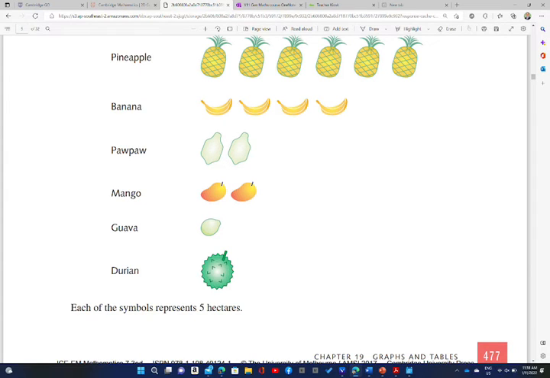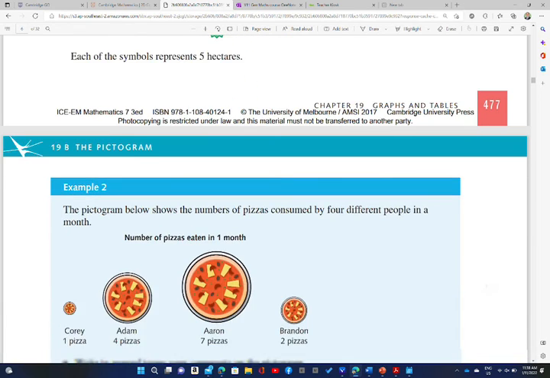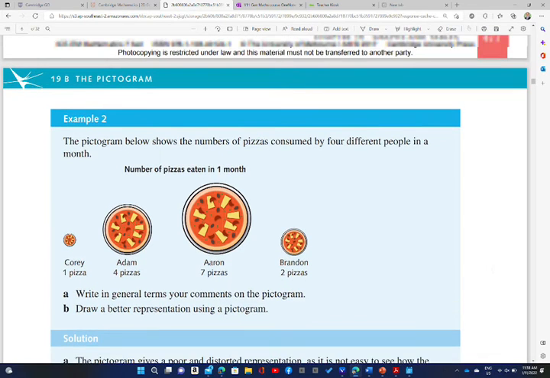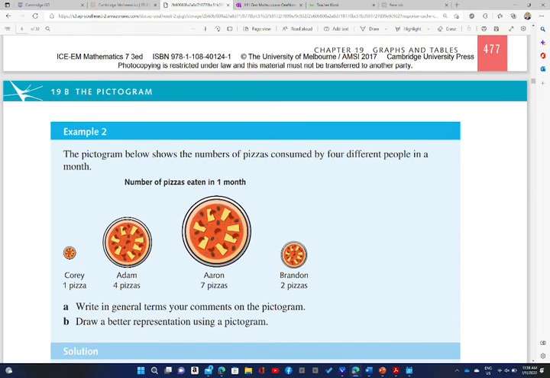Okay, so you see how very easily it is to represent them. Let's look at this example, however. This pictogram shows the number of pizzas consumed by 4 different people in a month. And what they did was, instead of using more pizzas, they just made the pizzas bigger if the person ate more pizzas. But if you look at that, for example, with Aaron with 7 pizzas, can you easily see that big pizza represents 7? No way. There's no way to see that that's 7.